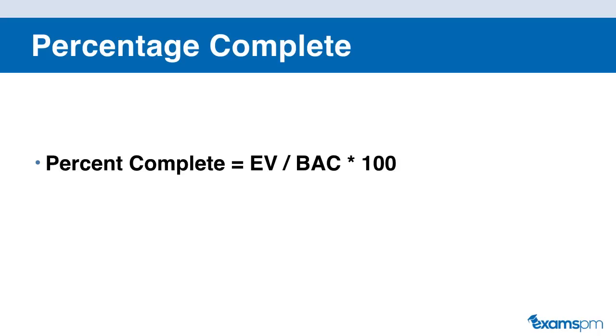The next formula we can look at is the percentage complete. We can calculate the percentage complete for any specific task on the project or the project as a whole. The way that we calculate the percentage complete is we use EV, the earned value, so this is the present value of the work we have done so far, divided by our budget, which is our BAC, and we multiply that by 100, and this will tell us the percentage complete of our project.